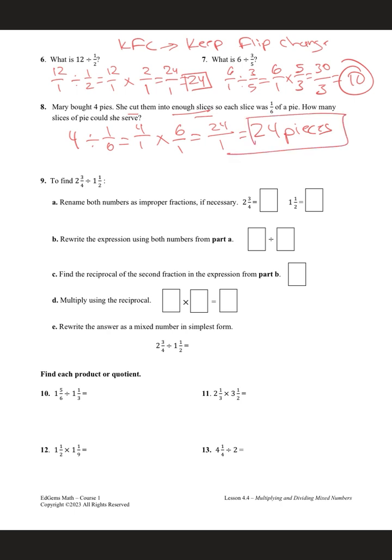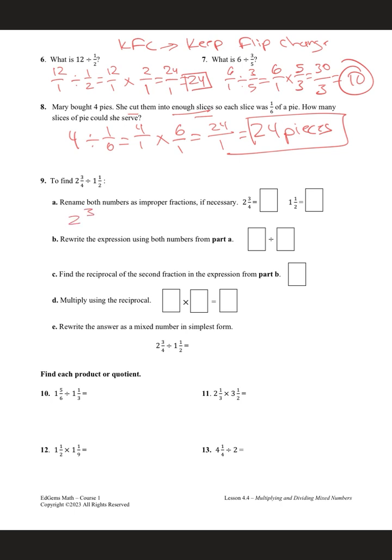All right, here we go. Number 9. On number 9, it says to find 2 3/4 divided by 1 1/2. A, it says rename both numbers as improper fractions if necessary. So here's what we're going to do. Underneath this, I'm going to show you guys how to change mixed numbers into improper fractions.